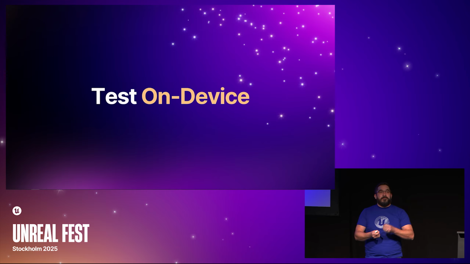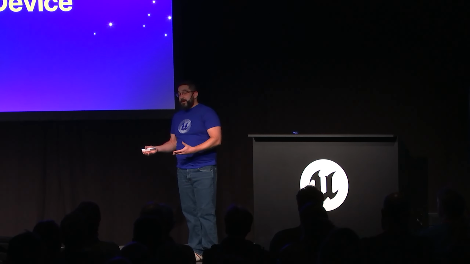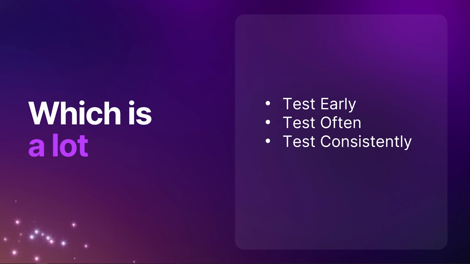One of the ways that I think we can do that is by testing on device. If we are developing for a specific platform, a specific hardware, then if I'm always testing on that machine, I know that my results are going to be comparable from the last time that I tested. For example, if I'm developing a game for PC, I should probably have a min and recommended spec PC that I'm running my tests on because I know that my development machine is not representative of commercially available hardware. And that is a lot, right? Testing early, testing often, testing consistently, testing on device.